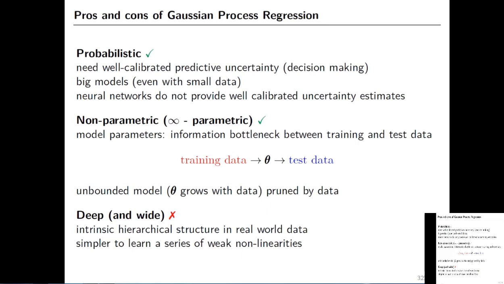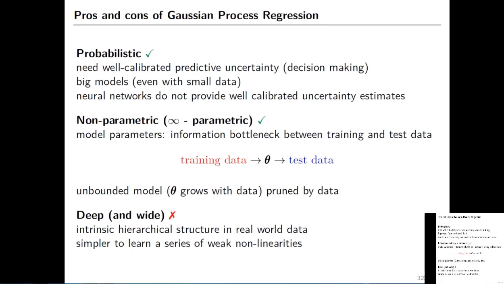And Gaussian processes, as I presented them so far, are just a single layer thing. They're not multi-layer, so they can't learn hierarchical representations. There's also some evidence that perhaps, arguably, it's simpler to learn a set of weak nonlinearities rather than one overall strong nonlinearity in one go, which might be another reason why you want to have deep networks.